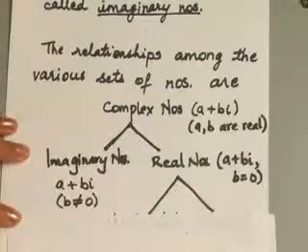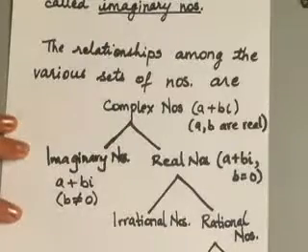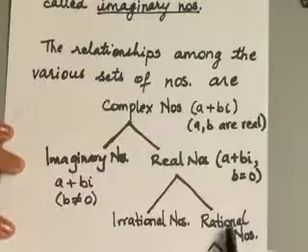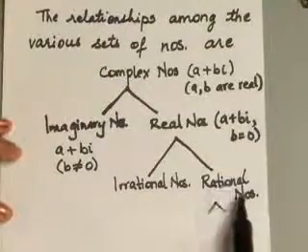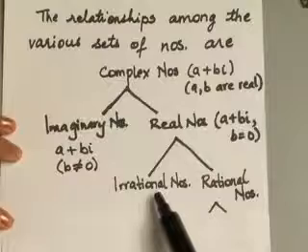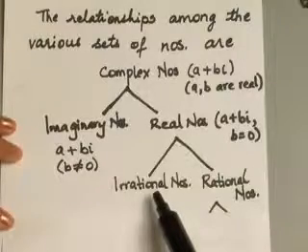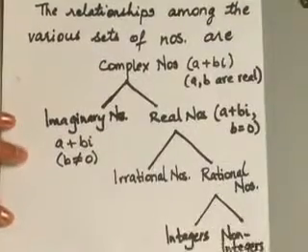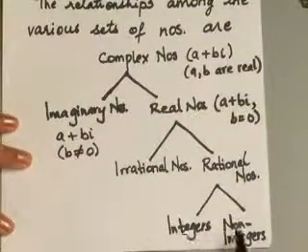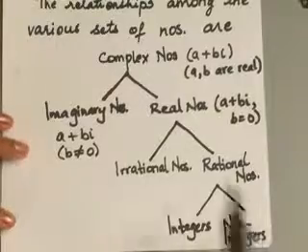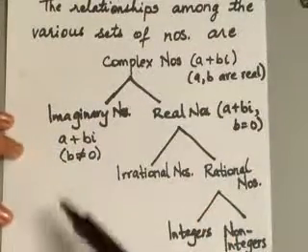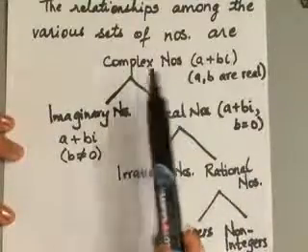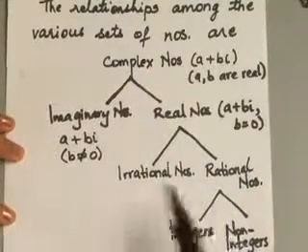Now, real numbers will further break down into rational numbers and irrational numbers. Again, remember that rational numbers are of the form a over b, and irrational numbers would be something like the square root of 5, the square root of 7, those sorts of things. And rational numbers you can further break down into integers and non-integers. So you can see how the whole relationship works out here. Complex numbers are the big set, and all of these other sets are subsets of the complex number set.